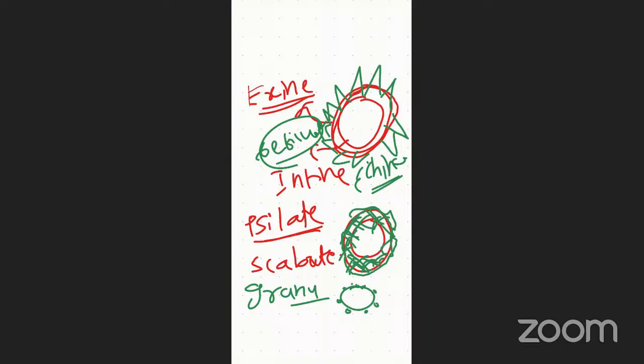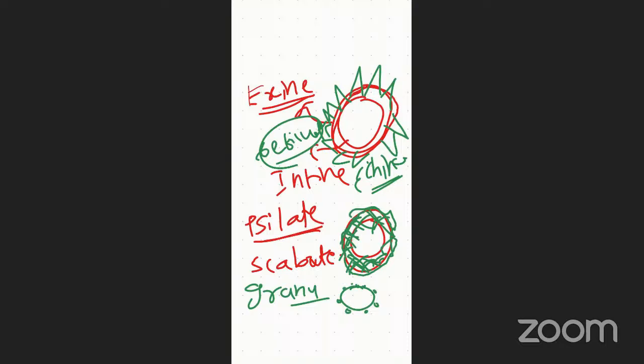The second criterion is polarity: apolar, isopolar, heteropolar. The third one is symmetry. There are 3 types in symmetry: asymmetry, radial symmetry, and bilateral symmetry. After symmetry, shape.